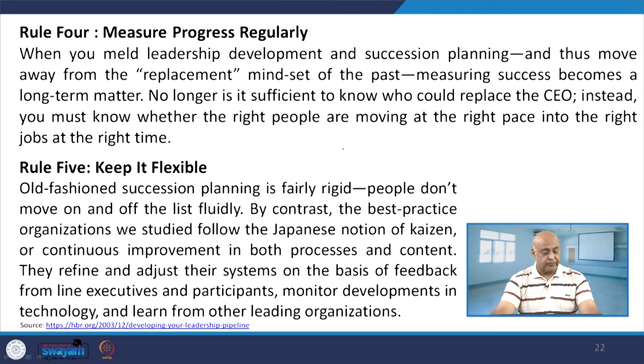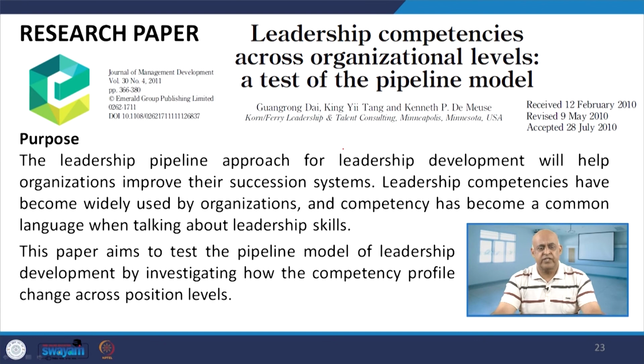Rule 5, keep it flexible. Old fashioned succession planning is fairly rigid. People do not move on and off the list fluidly. So, if somebody is in production, he will not go into administration very easily. By contrast, the best practice organizations we studied follow the Japanese notion of Kaizen, of continuous improvement in both processes and content. They refine and adjust their systems on the basis of feedback from line executives and participants, monitor developments in technology, and learn from other leading organizations. Peer learning is very important, and line managers have to follow these aspects.